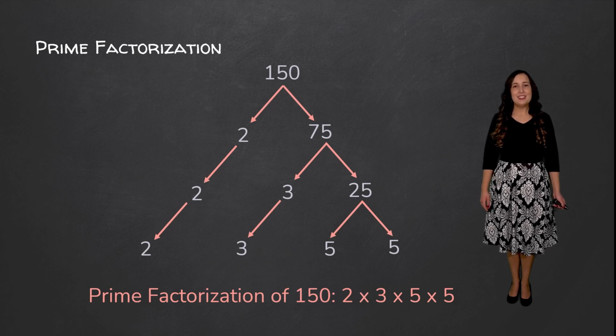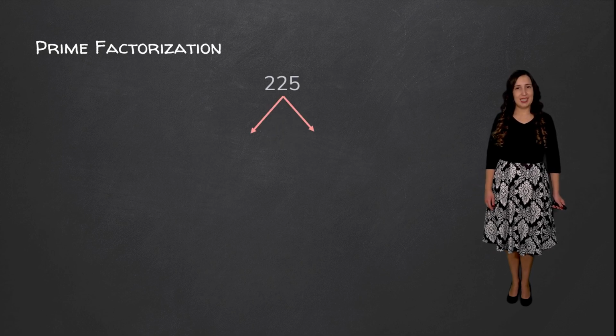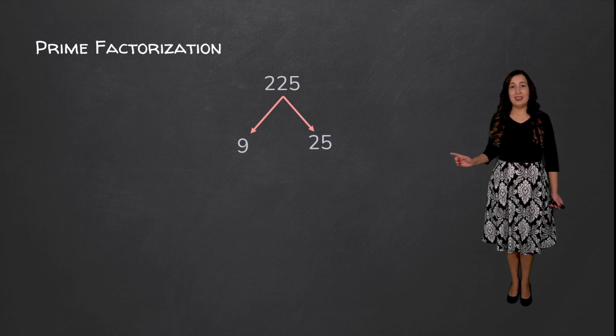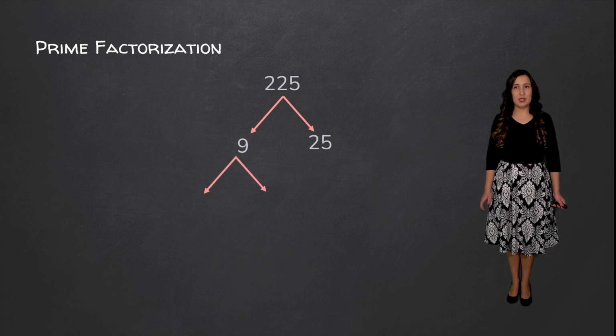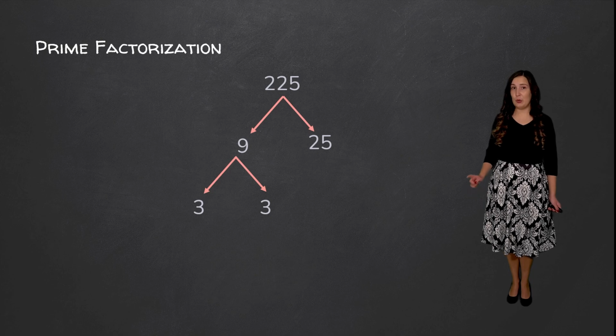All right? So let's do another example. So now I have 225, and we're going to break it down into two factors. Those two factors being 9 and 25. 9 times 25 gives us 225. And neither of these are prime, so let's start off with the 9, and we could break this down into two factors, which are 3 and 3. And now those are prime.